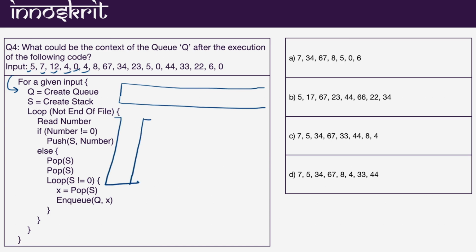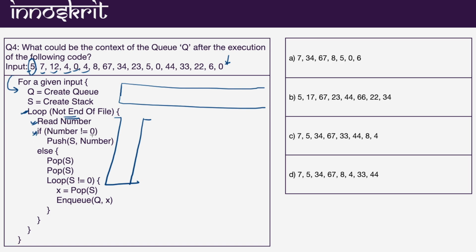Okay, so we loop until we reach end of file, or we can say end of input, the last one. It says to read the number. So what is the number? 5 is the number. Now after reading the number, we'll come to this if statement.